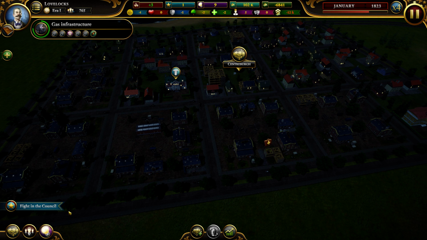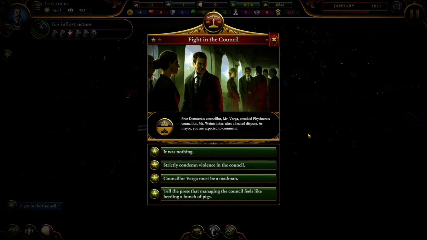Whoa, whoa, whoa! Fight in the council. Free Democrats councillor Mr. Varga attacked Physiocrats councillor Mr. Weintrinker after a heated dispute. As mayor, you're expected to comment. Interesting. So we're getting these events occurring. So now we're getting a bit of the story.